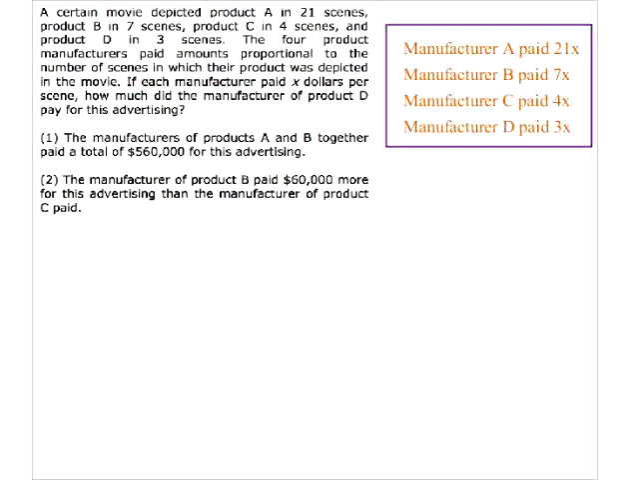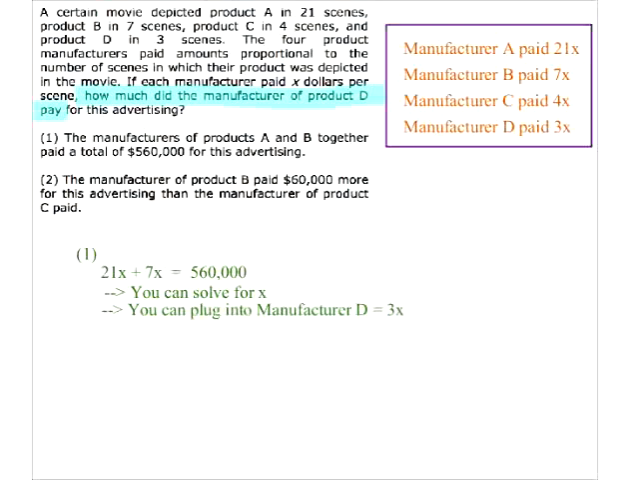So statement 1, the manufacturers of product A and B together. That means the total of 21x and 7x is 560,000. Remember, your goal is to find how much the manufacturer of product D paid. If we have this equation, you don't actually have to solve for x. You can just realize that you can solve for x, and as soon as you realize that, you don't have to do it. Once you have x, you can plug into manufacturer D, which we know spent 3x. So you're going to have a number for this, so this is sufficient.